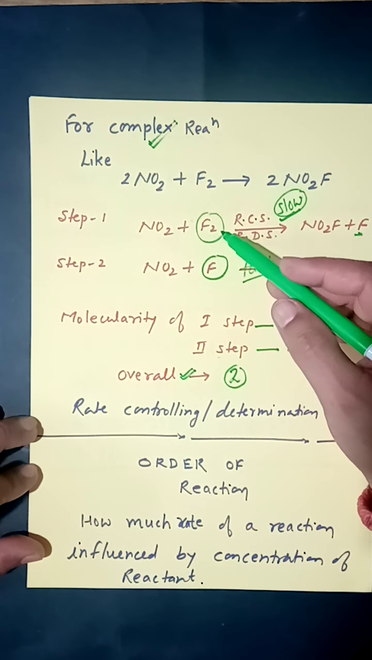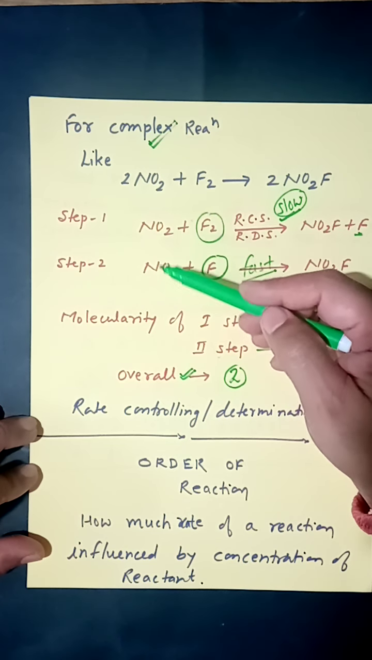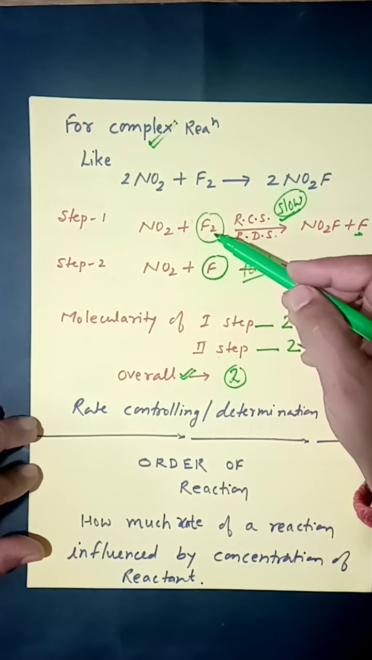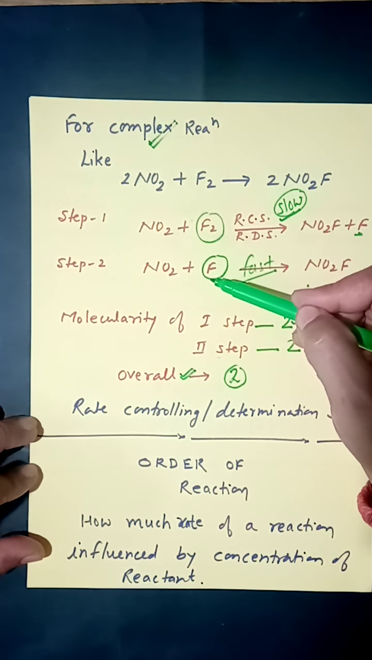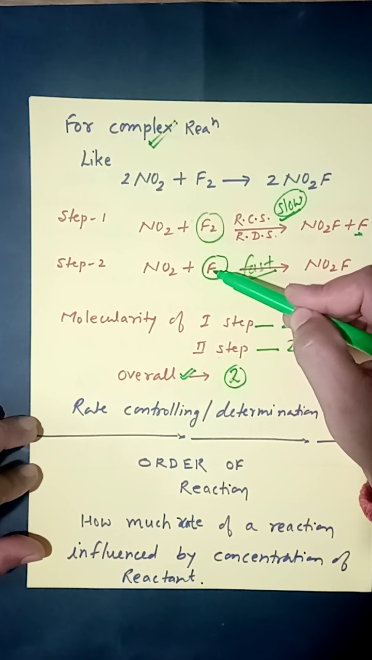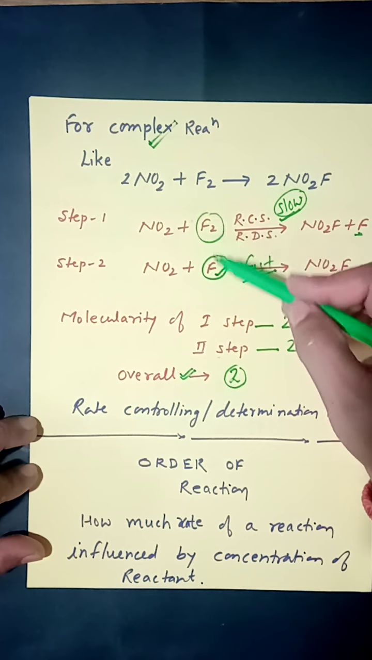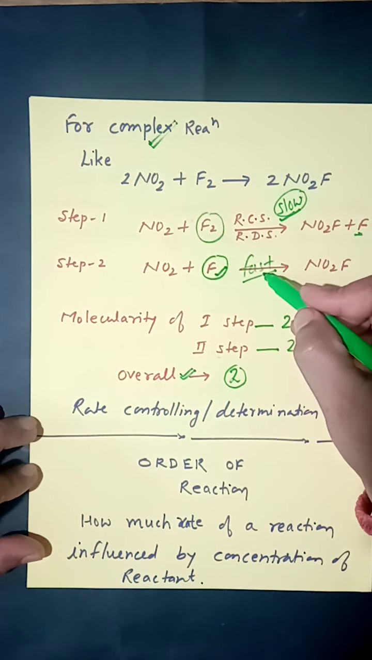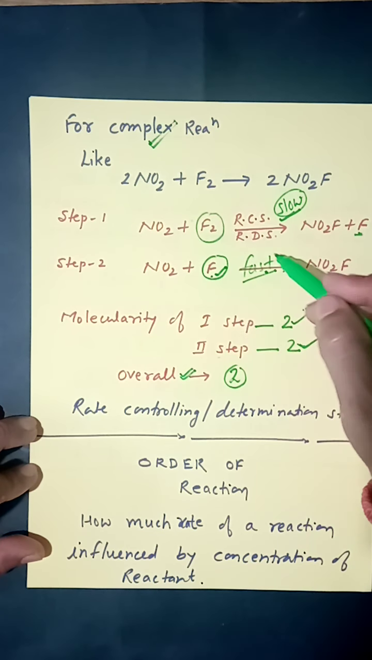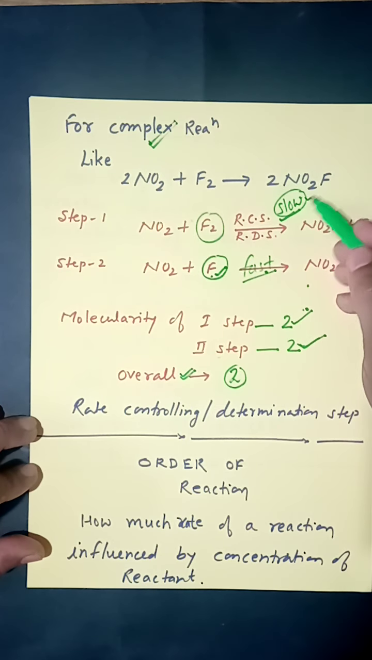One more feature about complex reactions: if you see these two reactions, the reactant NO2 is the same, but here we have F2 and F. If I ask which is more stable out of F2 and F, the answer should be F2. This is more stable, while F is unstable and therefore should be more reactive. So out of these two steps, the second step should be a fast step, because F is unstable and will be more reactive. Comparatively, the first is the slow step.